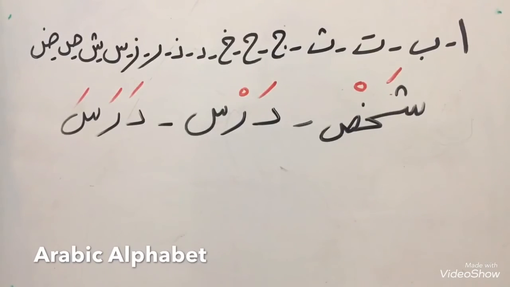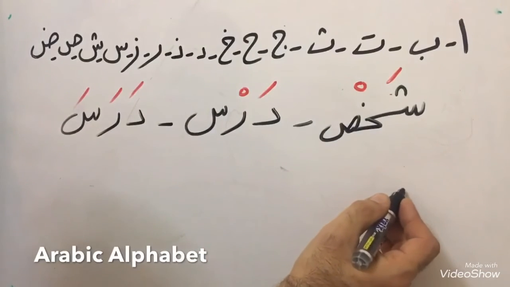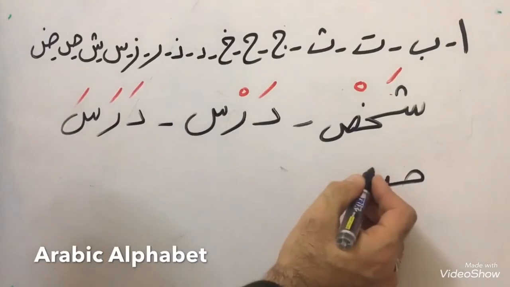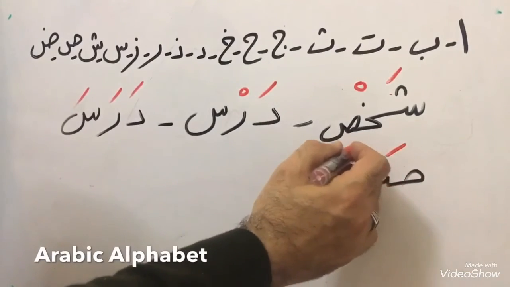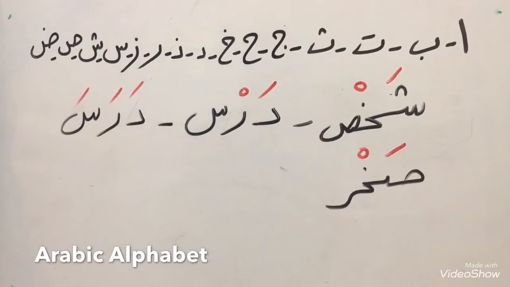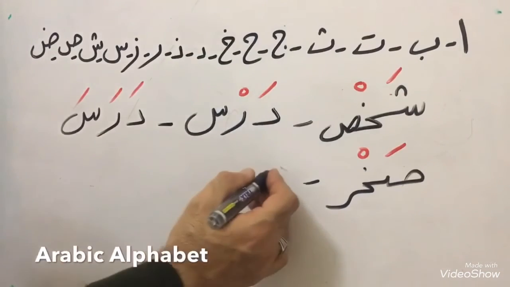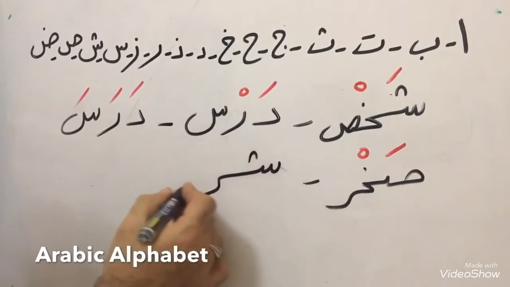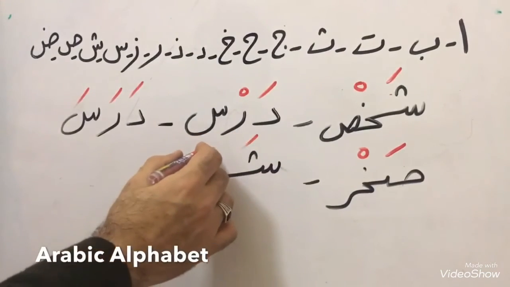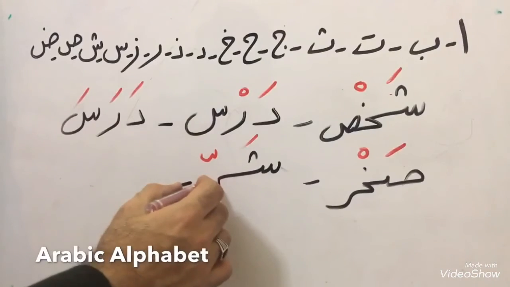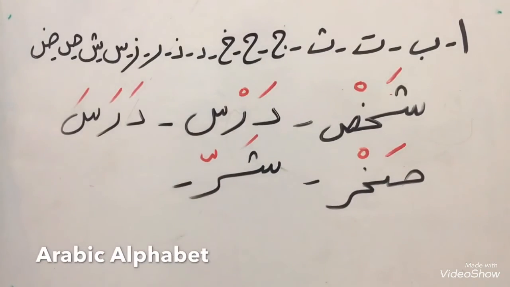If we take Sad, Kha, Ra, we can have a word like Sakhr, Sad, Fatha, Kha, Sukun, Sakhr means stones. If we take Shin with Ra, Shar. Of course, Ra here has Shadda. Shar means evil.